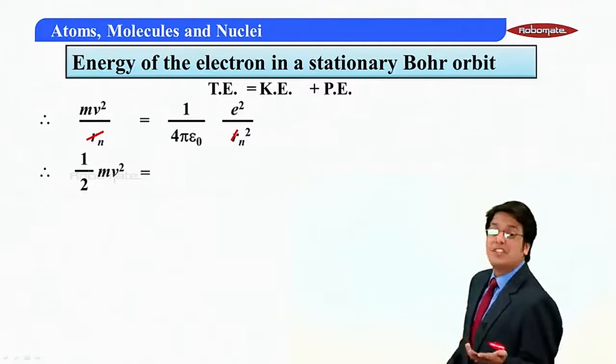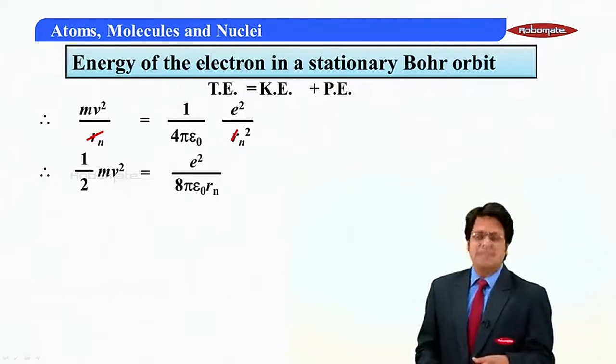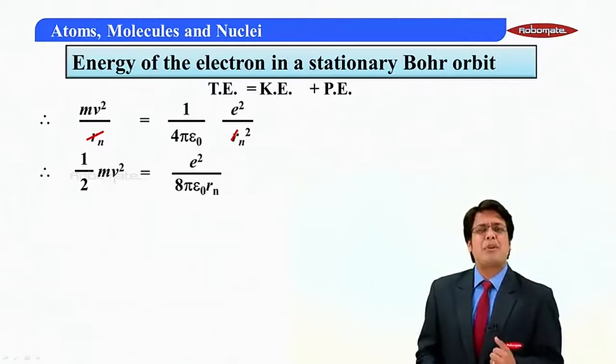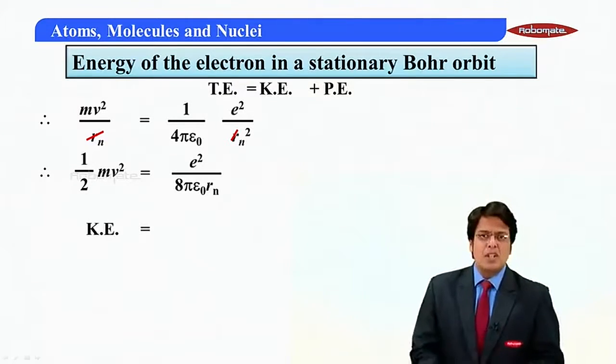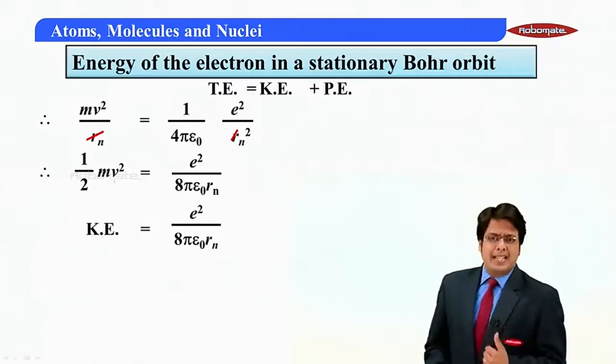So what is half mv square equal to? If you calculate it, it's nothing but e square upon 8 pi epsilon 0 r. Simple and easy, no complication. Now, this is my kinetic energy.